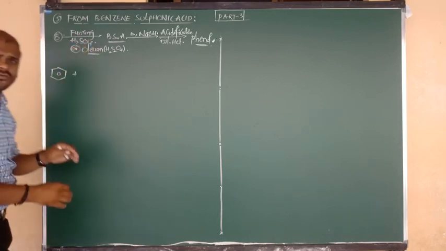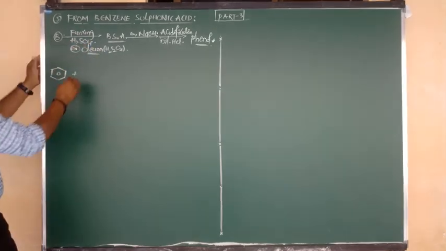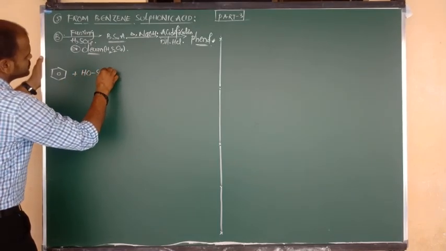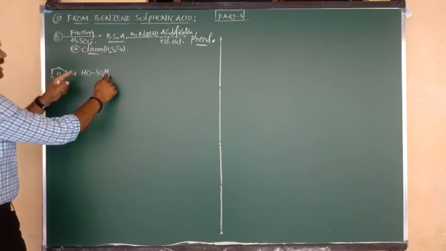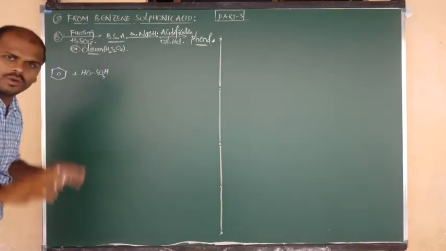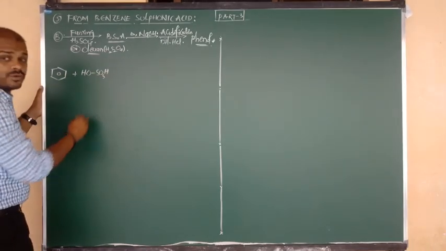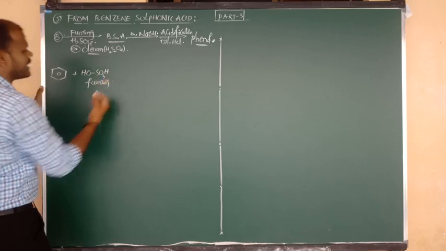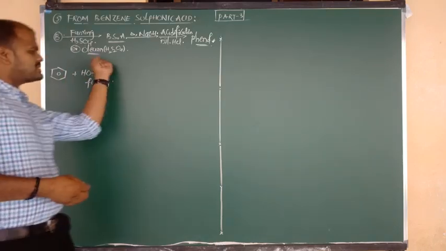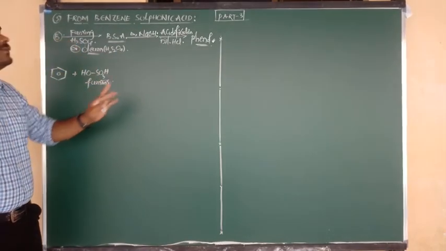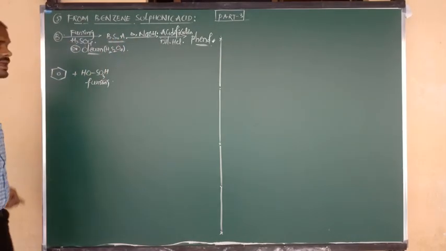The H2SO4 formula I am going to modify a little bit. Try to see here: HO bonded to SO3H, which is H2SO4. But which type of sulfuric acid is this? This is fuming sulfuric acid. Instead of fuming sulfuric acid, you can consider oleum in that place. You will get the same product, benzene sulfonic acid.